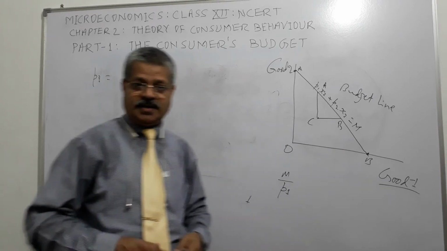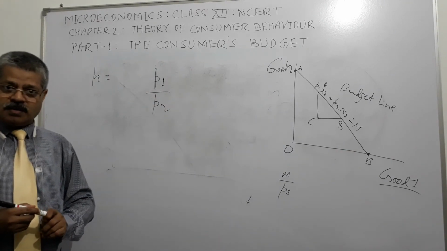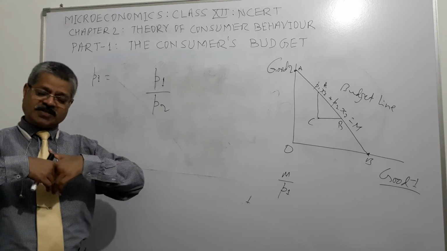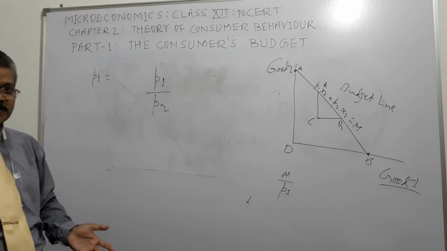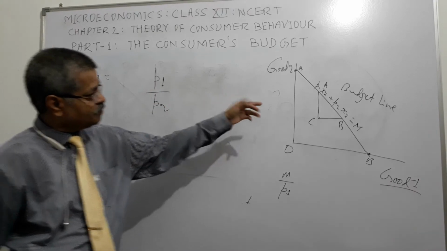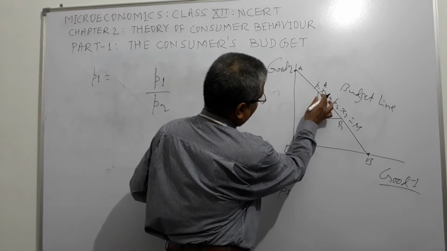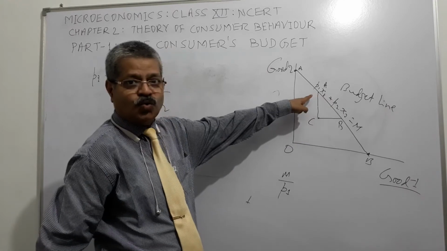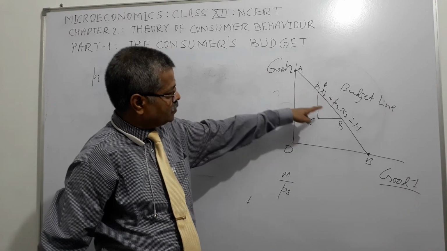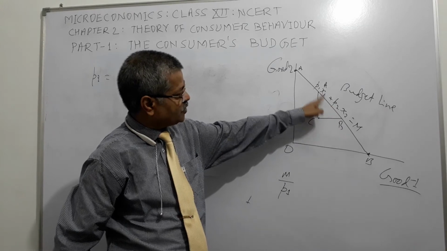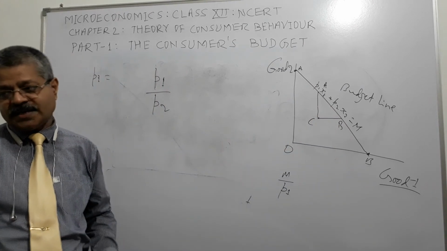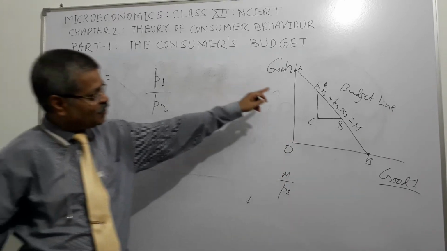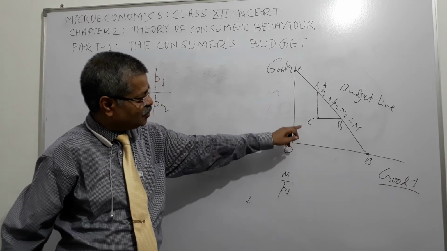On this budget line, all the bundles are available that the consumer gets when he or she spends his or her entire income. Doesn't save anything. Good 1, X1 quantity at the rate P1, good 2, X2 quantity at P2, spends everything, equal to M, the entire income. So, compared to a point below the budget line, what is the point?